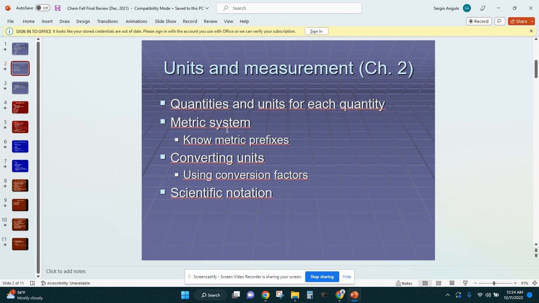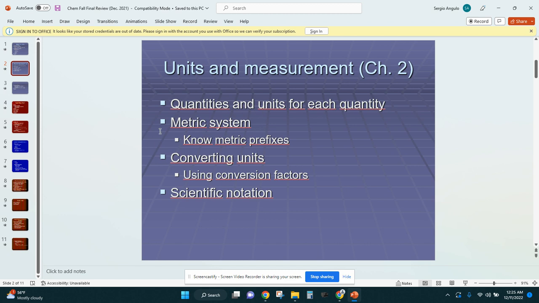Know your metric system. Remember that the SI system, the International System of Units, is based on the metric system. Know your metric prefixes, things like deca, hecto, kilo, or deci, centi, milli, mega, giga, all those things. So know how to turn a base unit, like a meter, into something bigger like a hectometer or kilometer, or something smaller like a centimeter or millimeter. They're all with a base unit of meters, and then you go ahead and put a prefix in front of them.